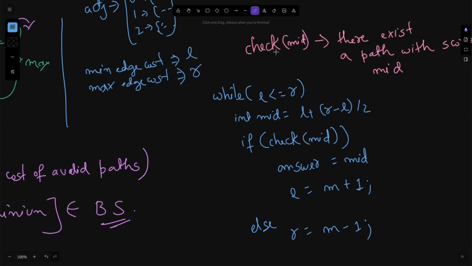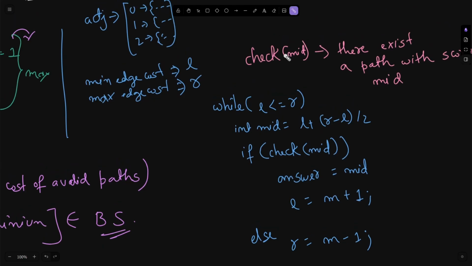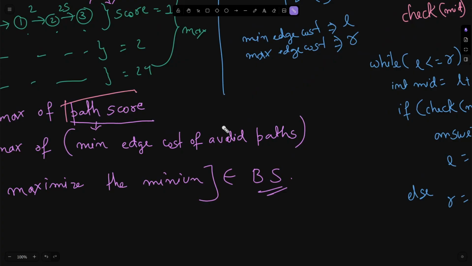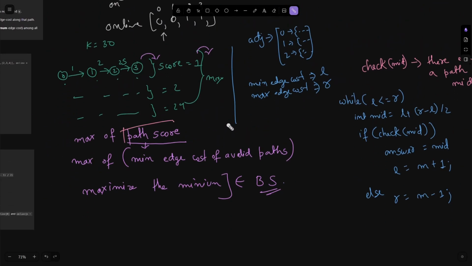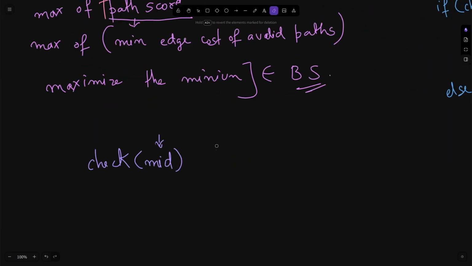After that, the only thing we are left with is our check function. So now we only have to implement our check function. Let me tell you how we are going to do this. In the check function, we have to check whether there is a score of mid. So basically there can exist multiple valid paths.